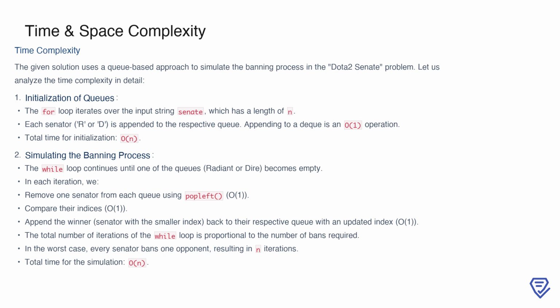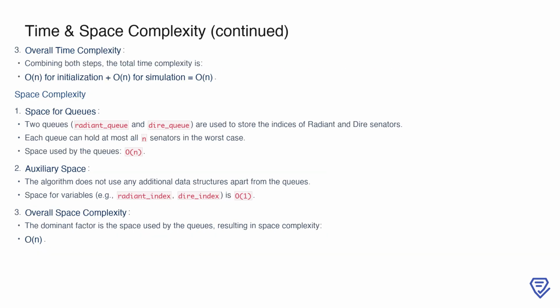The number of iterations in this while loop is proportional to the number of bans that occur. In the worst case, every senator bans one opponent, which means the loop runs n times. This makes the time complexity of the simulation phase also O(n). When we combine the time complexities of the initialization and simulation steps, we get a total of O(n) for initialization plus O(n) for simulation, which simplifies to an overall time complexity of O(n).